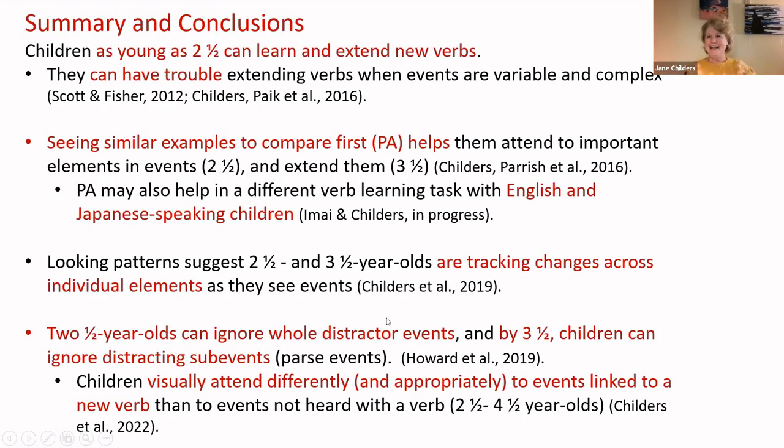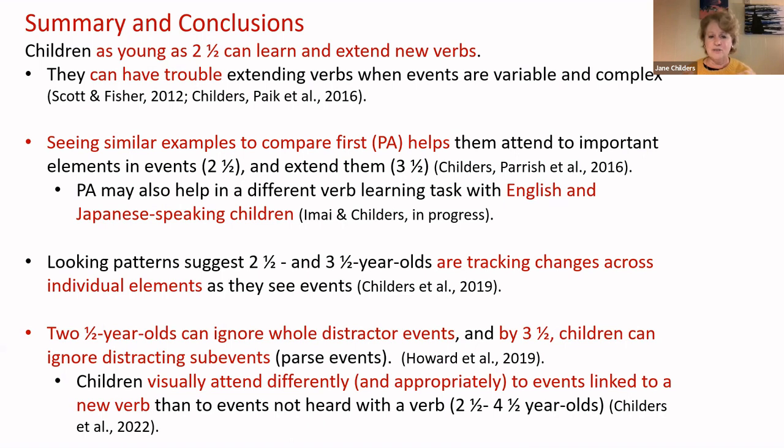So to sum up, I'm sure you guys are all relieved. I have survived the talk, and you have too. Okay, so what have we learned, or what can we see? We can say children as young as 2.5 can learn and can extend new verbs. They can have trouble when events are variable and when events are complex. But what can help them in that case is getting progressive alignment experience. So seeing similar examples first can help them learn how to compare. And we're showing that's true in English and in Japanese.